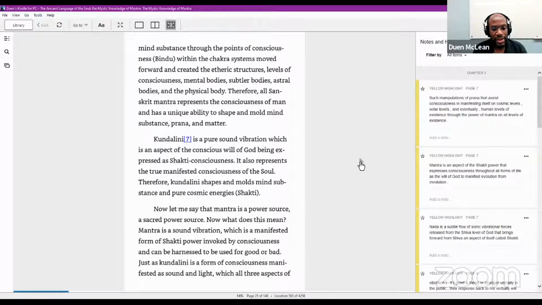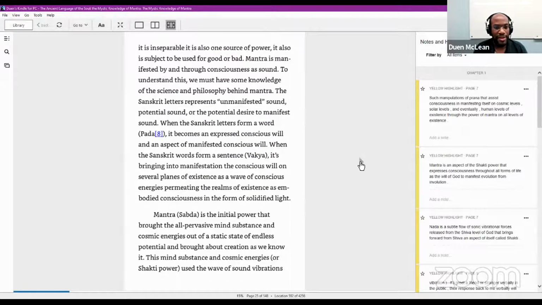Just as Kundalini is a form of consciousness manifested as sound and light, all three aspects of which are inseparable, it is also one source of power. It is also subject to be used for good or bad. Mantra is manifested by and through consciousness as sound.